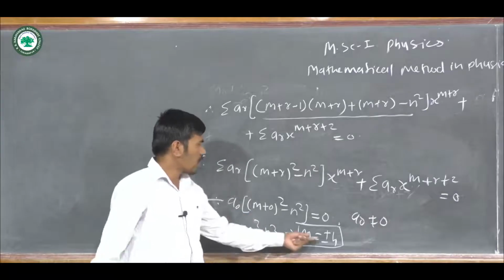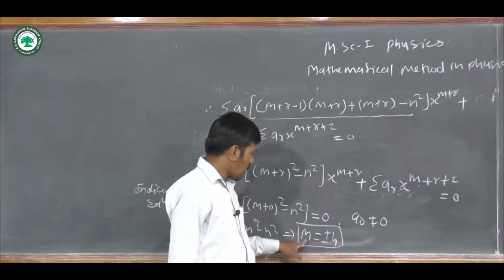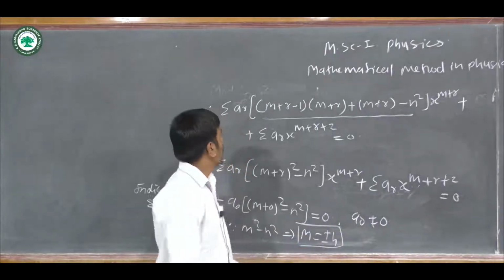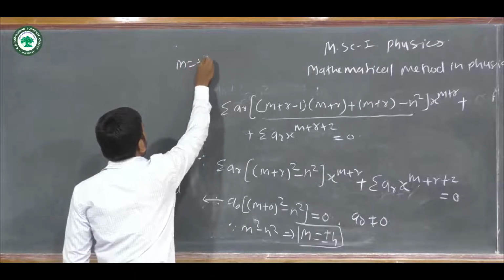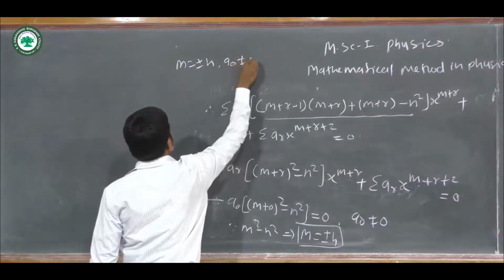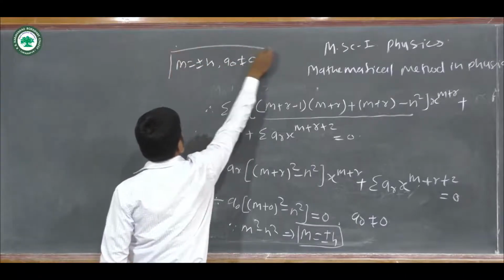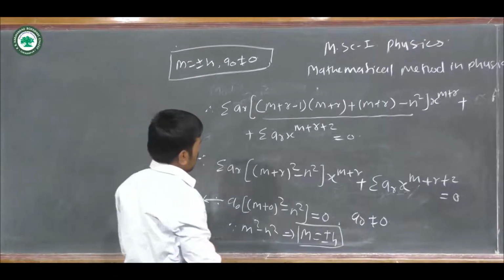So here we now have the value for a naught, that is a naught is not equal to 0, and m is plus minus n. Okay, so I write here, m is equal to plus minus n, and a naught is not equal to 0.